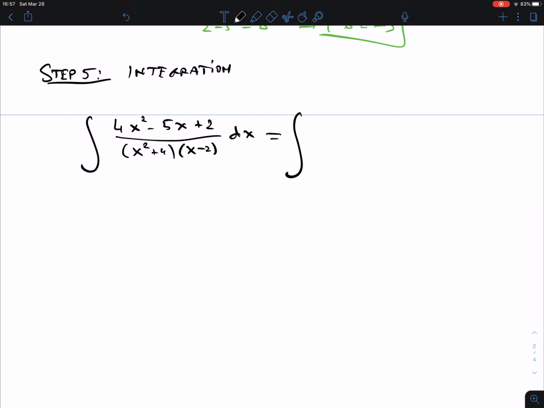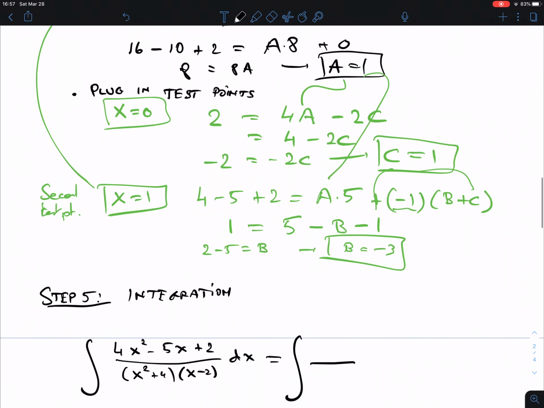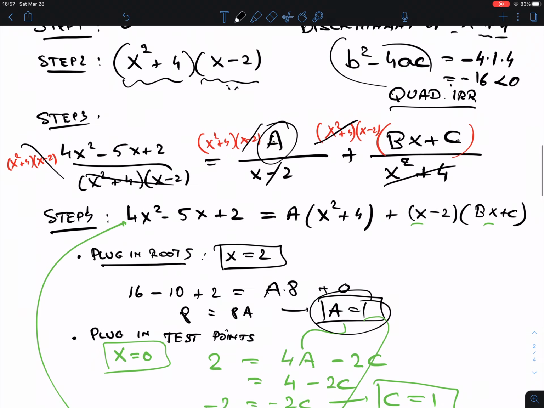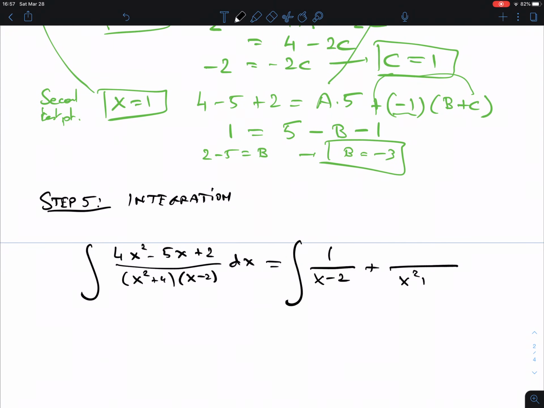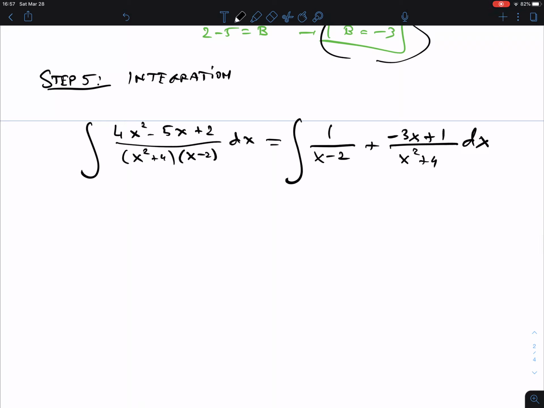And that is the same as the integral. Well, what we have here, a was 1. Okay, so 1 over x minus 2 plus, and now this guy here, so in the denominator we have x squared plus 4, and on top we have bx, minus 3x plus c, plus 1. Okay. The first guy is again just power 1 in the denominator, so the antiderivative will be an ln, so that is going to be ln of x minus 2. But what to do with this guy?